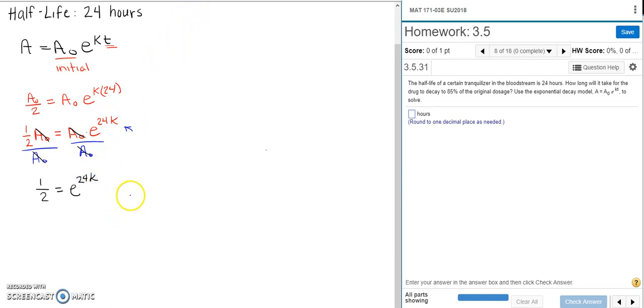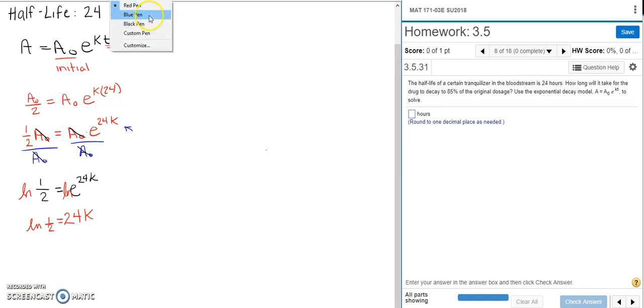All right, so now trying to solve for K, since this is base e, I'm going to use natural log. So if I do the natural log on both sides, the natural log and the e are inverses, so I'm left with 24K equals natural log of a half.